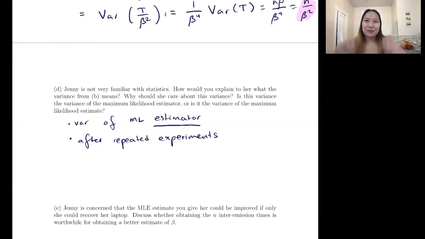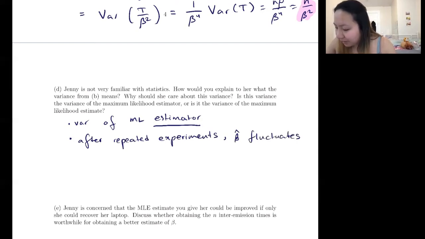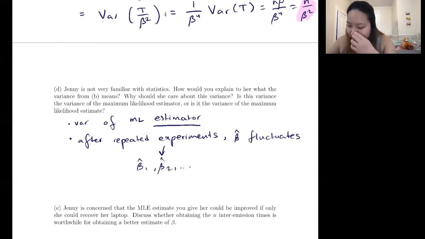The word in the solutions is "fluctuates." That's a fancy word to me, but after repeated experiments, this is how beta hat fluctuates. We have a bunch of beta hats, maybe beta hat 1, beta hat 2, and so on. That's what the variance of the estimator means. Why should she care about this variance?